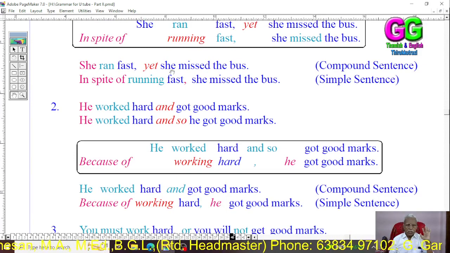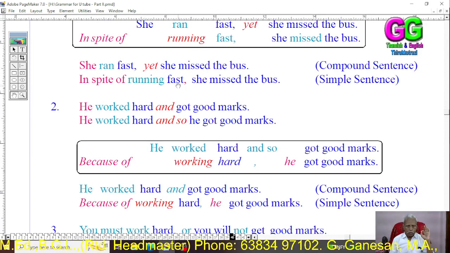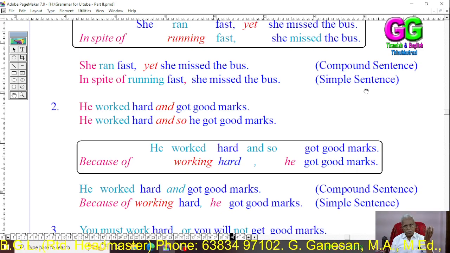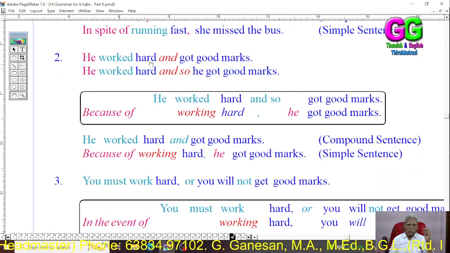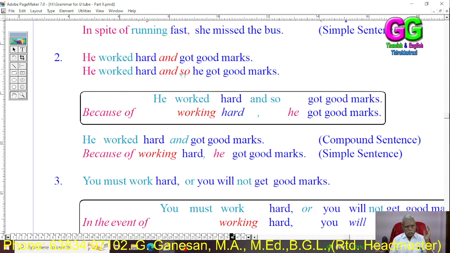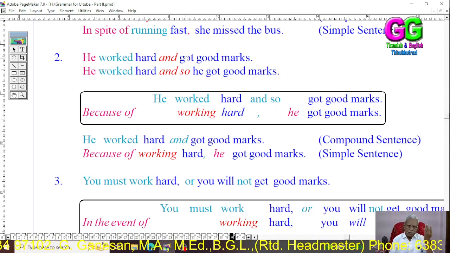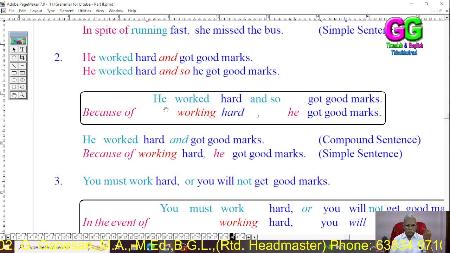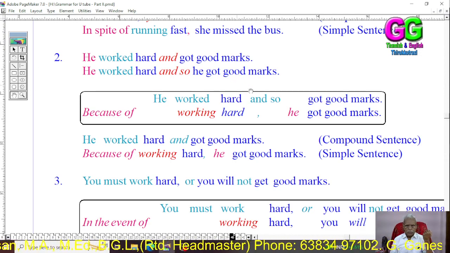She ran fast, yet she missed the bus. Compound. In spite of running fast, she missed the bus. Simple. Second example: He worked hard and got good marks. He worked hard and so he got good marks. Who can express this idea in these two ways? He worked hard and so got good marks.